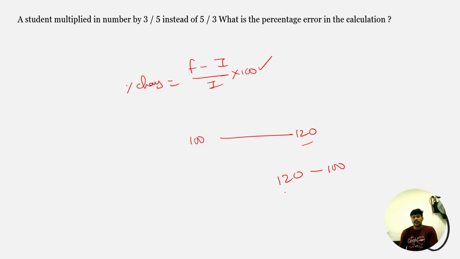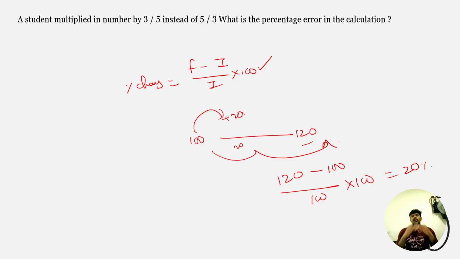Then what is the initial value again? 100. So (final minus initial) by initial into 100. That will directly give you 20%. That means if you increase this value by 20%, what is 20% of 100? 20. You will get this value. That's the meaning of percentage increase.